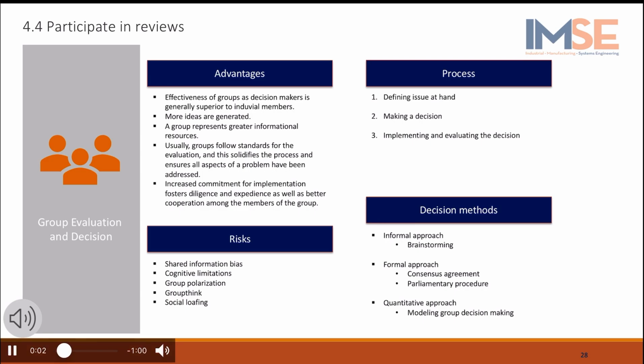Group evaluation reviews are attended by technical experts brought together specifically to evaluate engineered systems and make a decision regarding the suitability of the system to meet relevant requirements. According to the lecturer, groups are more effective as decision makers than individual members. More ideas are generated and there are more informational resources. The risks of this are shared information bias, cognitive limitations, group polarization, groupthink, and social loafing.